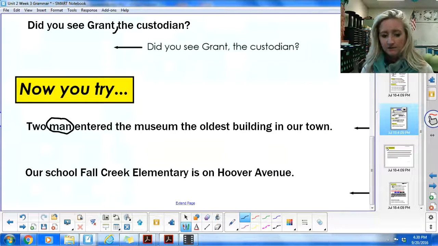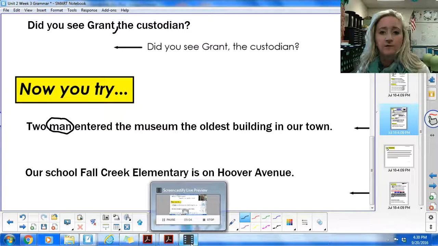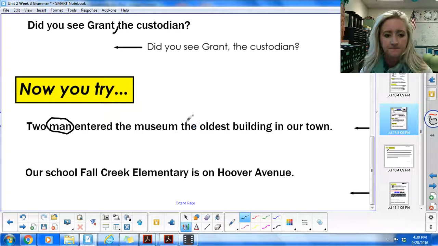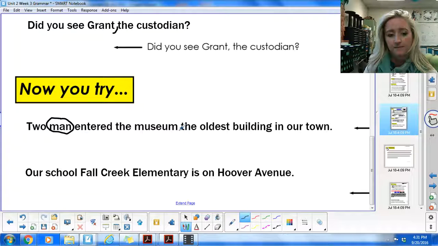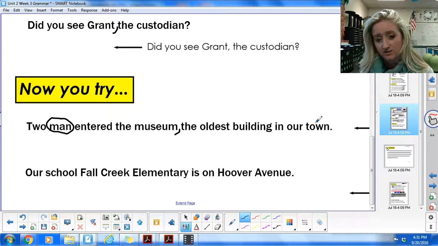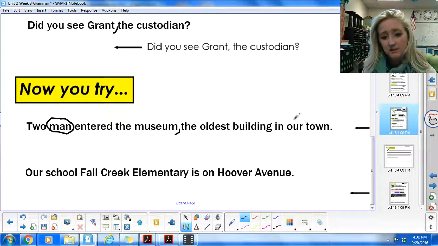Slow down when you read them. That can help you figure out where to put in commas. Two men entered the museum. That's a sentence by itself. The oldest building in our town describes the museum. So that's where you need the comma. Two men entered the museum, the oldest building in our town. So really, I could take out the end of this sentence, but I want to give you more information about the museum, so I did with this appositive.